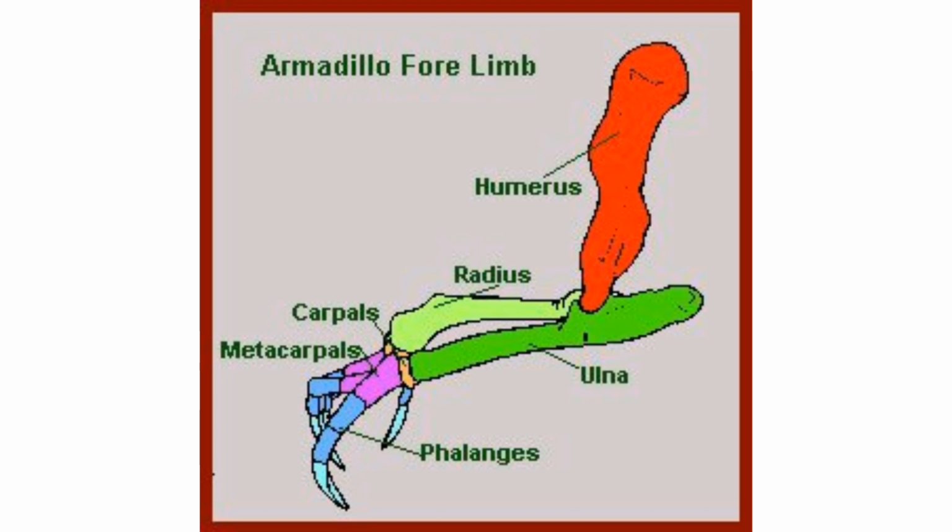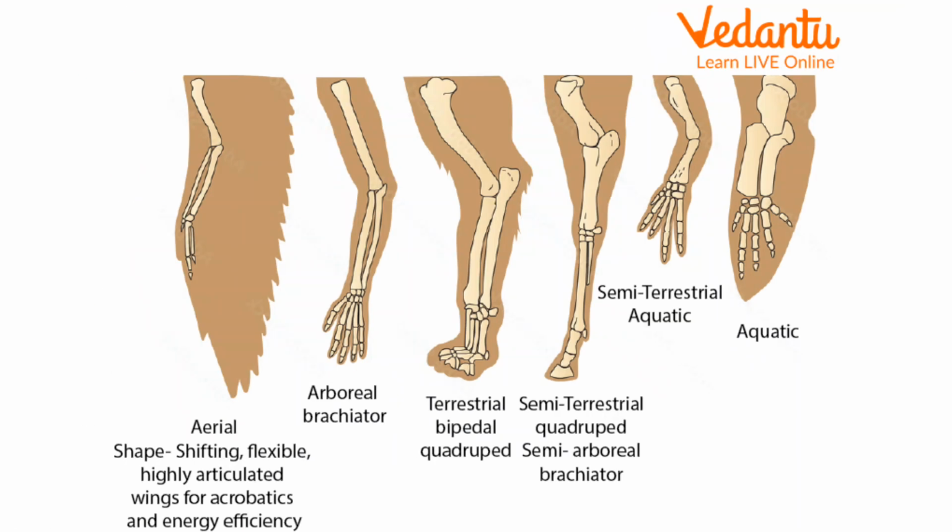Next, observe this screen. So, comparison of forelimbs in tetrapods. Forelimbs in amphibians, reptiles, birds and mammals are pentadactyl type. They have the same structure but they do different functions.